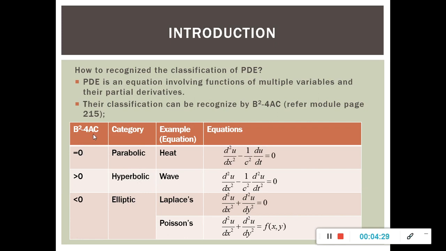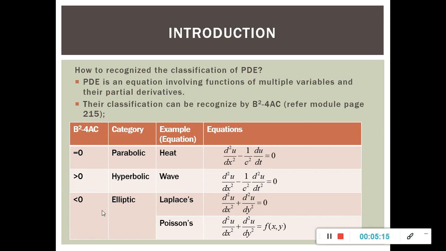If b squared minus 4ac is equal to 0, you are dealing with the heat equation, and the equation will be formed like this. If you get b squared minus 4ac less than 0, you are dealing with the wave equation, or the hyperbolic. This is the form of the equation. You can spot the difference between parabolic and hyperbolic in the second term: for the hyperbolic you will have d squared u over dt squared, but for the heat equation you only have the first-order derivative.